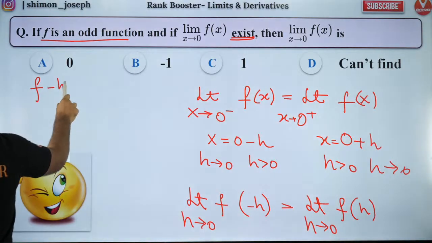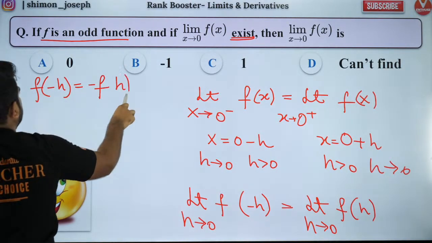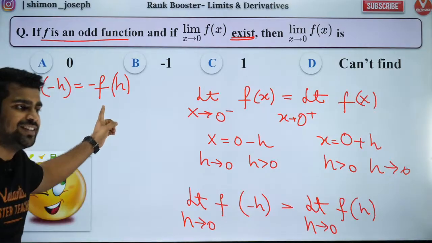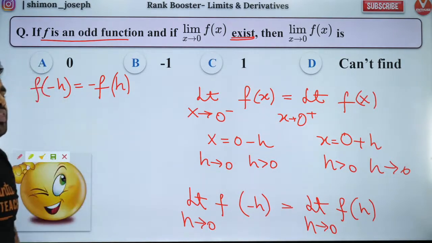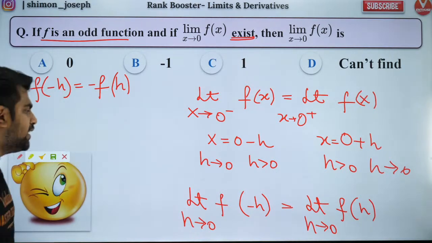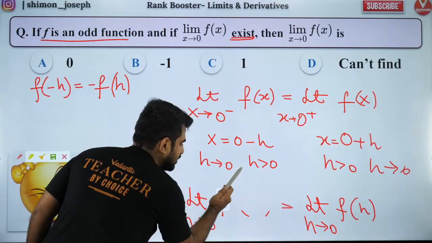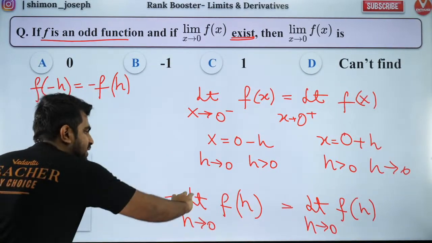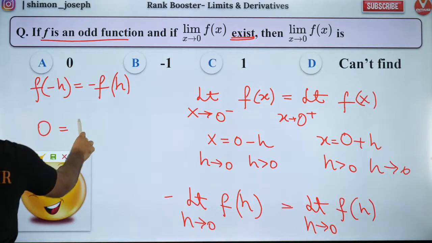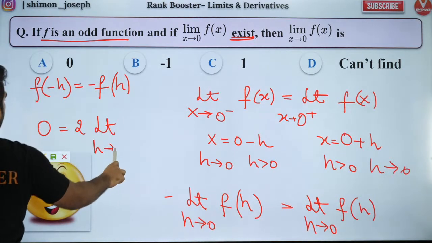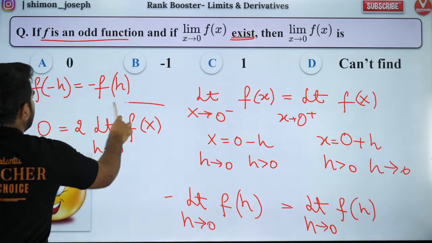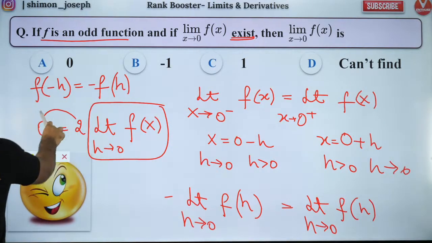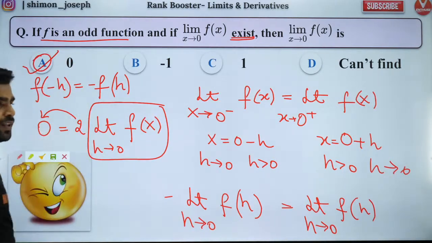Now guys, what do you mean by an odd function? Odd function means f of minus h is equal to minus of f of h. Do you agree? So can I write f of minus h as minus of f of h? Got it? So now can I take this to the right side? So I'll get 0 is equal to 2 times limit h tending to 0 of f of x. So can I say limit x tending to 0 of f of x is nothing but 0 divided by 2, which will be 0. Beautiful. Did you guys like it?